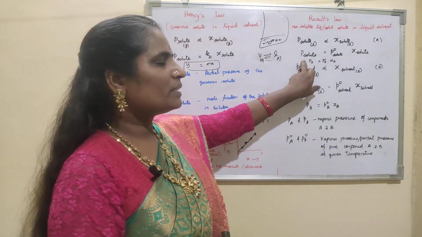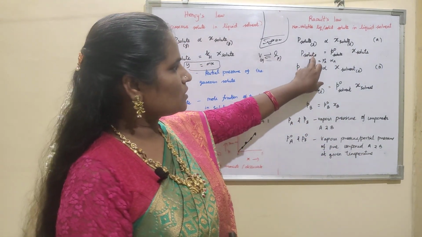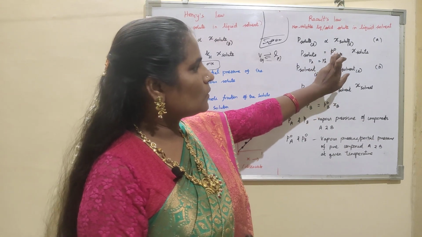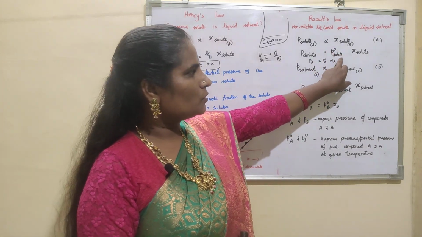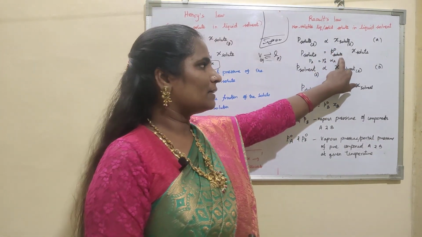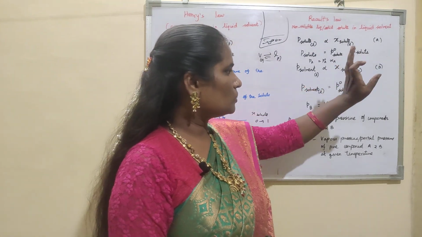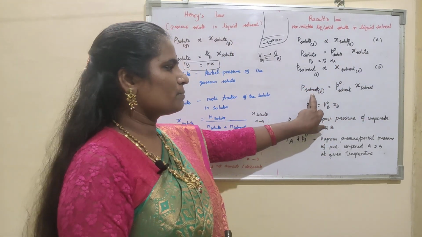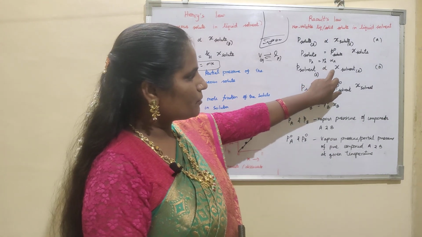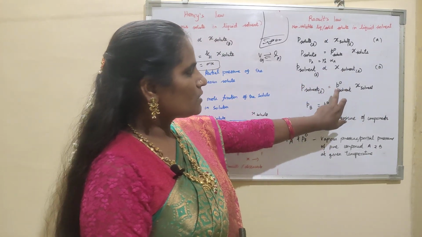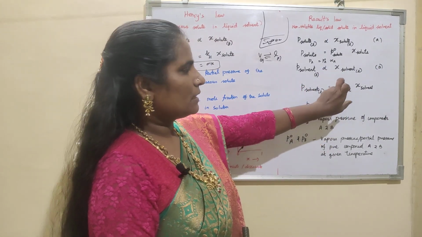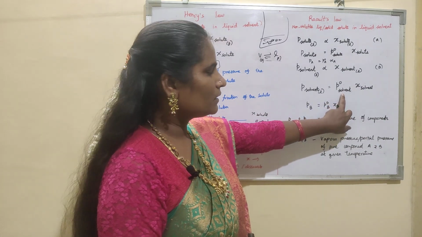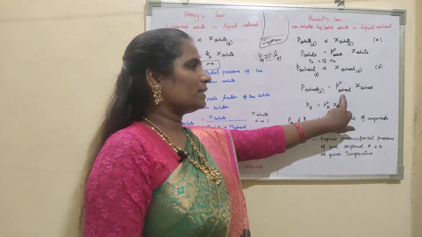Here the small p without naught means the partial pressure of the solute is equal to the partial pressure of the solute at the pure state at a given temperature times X solute. Similarly, the partial pressure of the solvent is directly proportional to the mole fraction of the solvent. So the proportionality constant is the partial pressure of the solvent at a pure state at a given temperature.